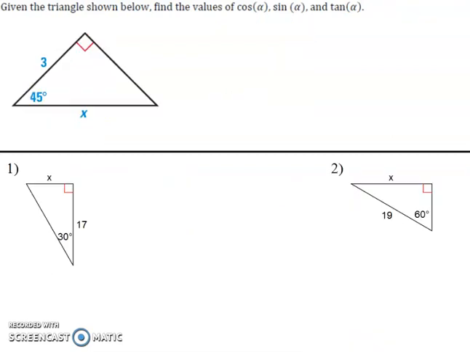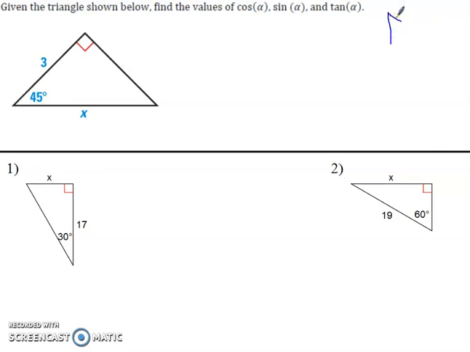Lastly, we're going to find the values of sine, cosine, and tangent using our special right triangles. So here I'm only given one of the sides of my right triangle, but I can find the other two by using the relationships between the angles and the sides of special right triangles.